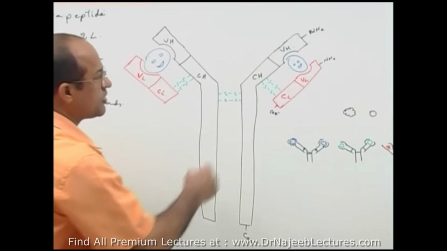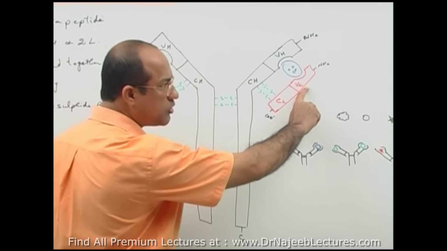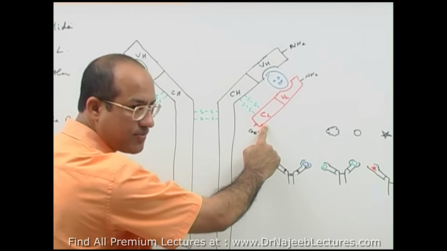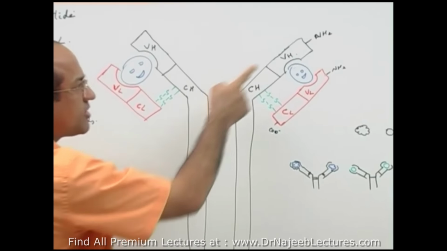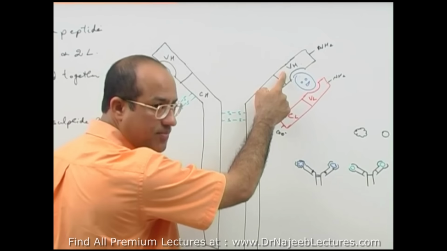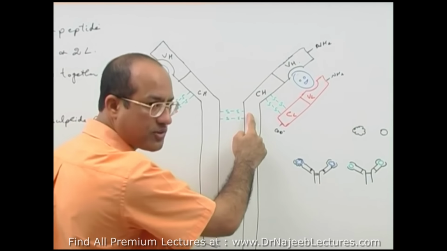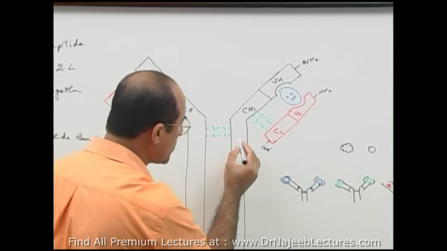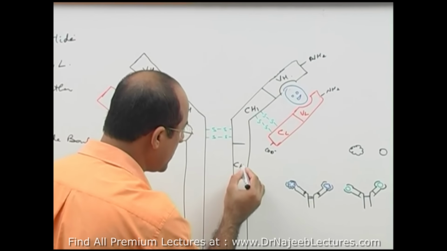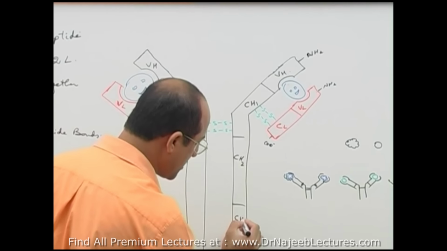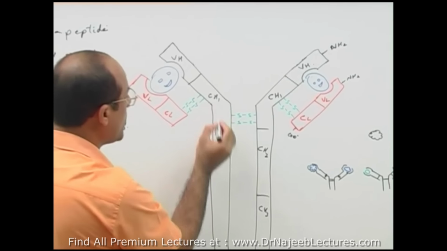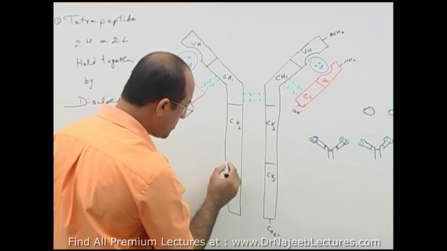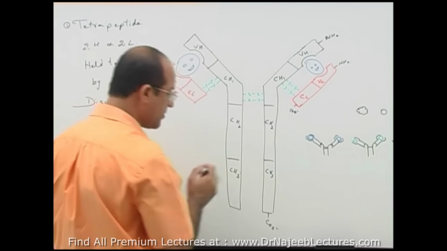Now come back. So this was the variable domain of the light chain and this is the constant domain of the light chain. Then this is the variable domain of the heavy chain, and this is the constant domain of the heavy chain. The heavy chain has many constant domains: constant domain number 1, constant domain number 2, constant domain number 3, right?